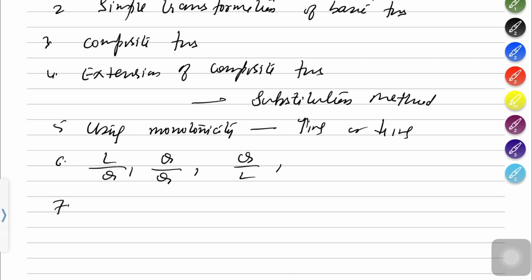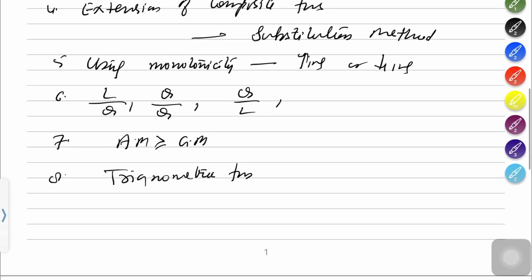The seventh method is the arithmetic mean greater than or equal to geometric mean inequality. Using the inequality of arithmetic and geometric means, we can find the range of a function. The eighth method of finding the range is for trigonometric functions. Trigonometry is a broad chapter, and trigonometric functions have a specific, easier way of finding the range. Obviously, you can apply the derivative concept, but there is a set method for trigonometric functions so that we can easily find the range of a function.